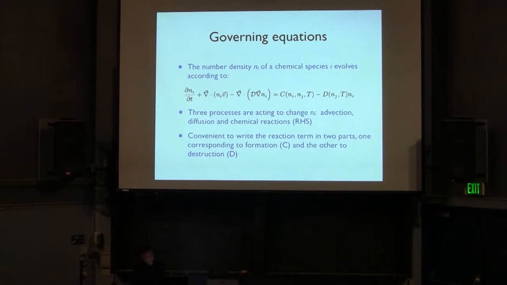So it's important to realize in this equation that the density of the species appears on this side of the equation for the destruction term. It doesn't really appear in the creation term. It may appear in some functional form inside it, but it's not linearly proportional to it. So that density is always there in the destruction term. So you get these three different processes which are trying to change the number density of that particular species: you have advection, you have diffusion, and then you have the chemical reactions on the right hand side.